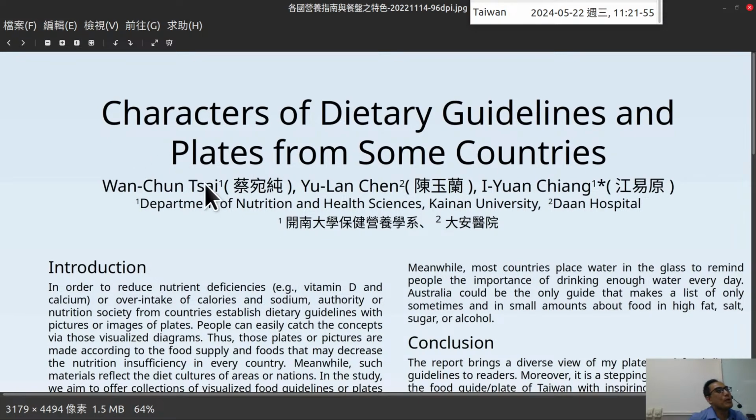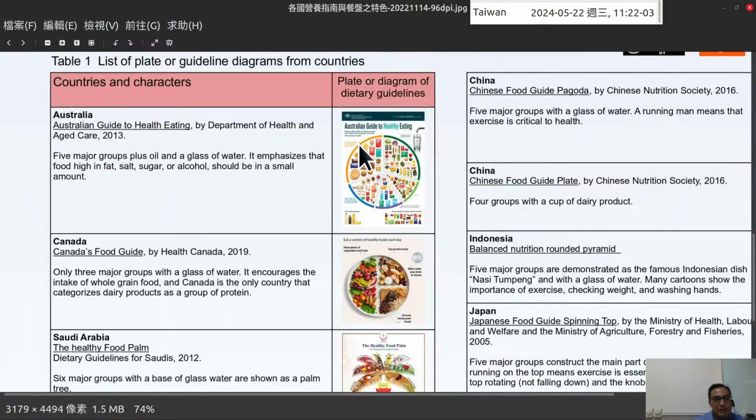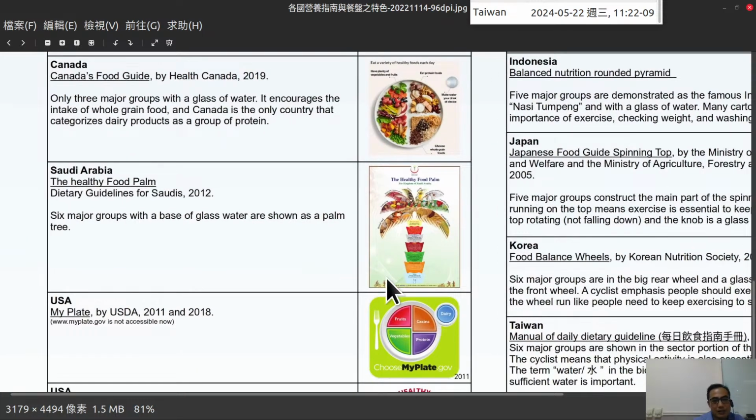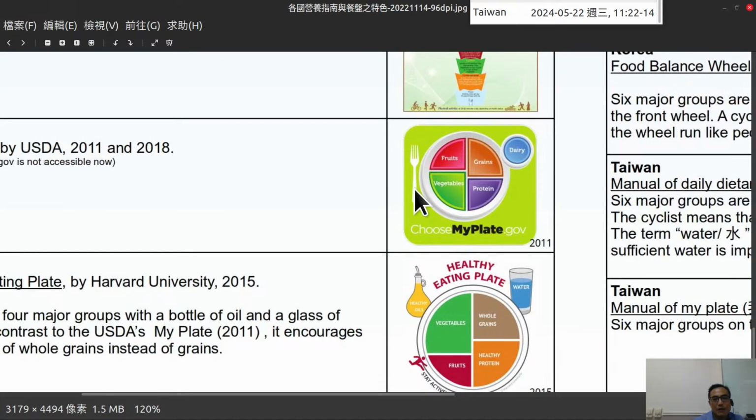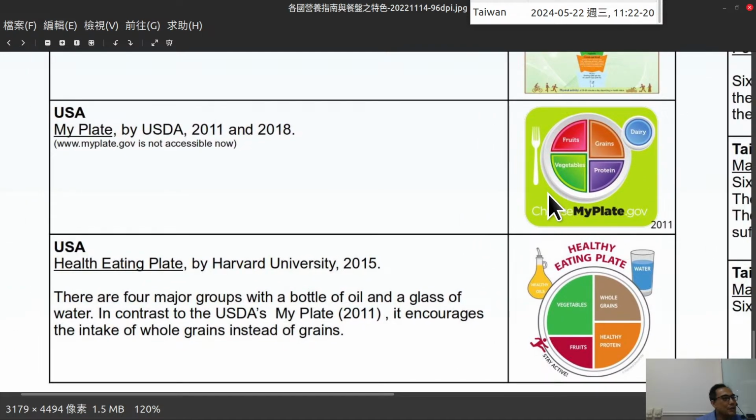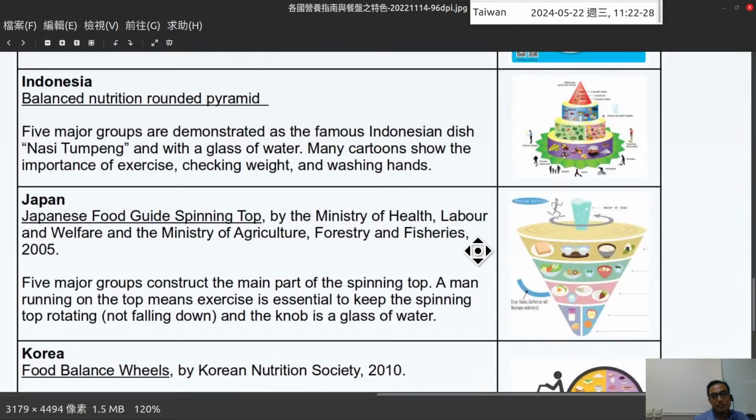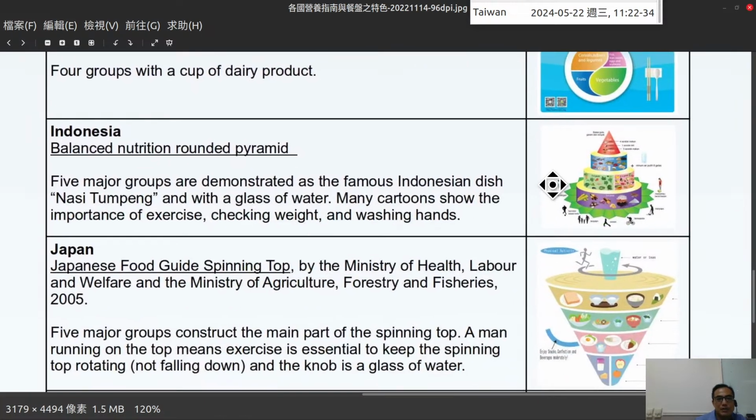Plates are dishes or bowls to contain the food. Actually, it's a kind of visualization. For example, this diagram is from Australia. This dish is from Canada. This tree is from Saudi Arabia, and everybody is familiar with this one. That's from the U.S. government, USDA, and Harvard University created another type of health plate. Look like this. And this one is from China. This one from Indonesia.